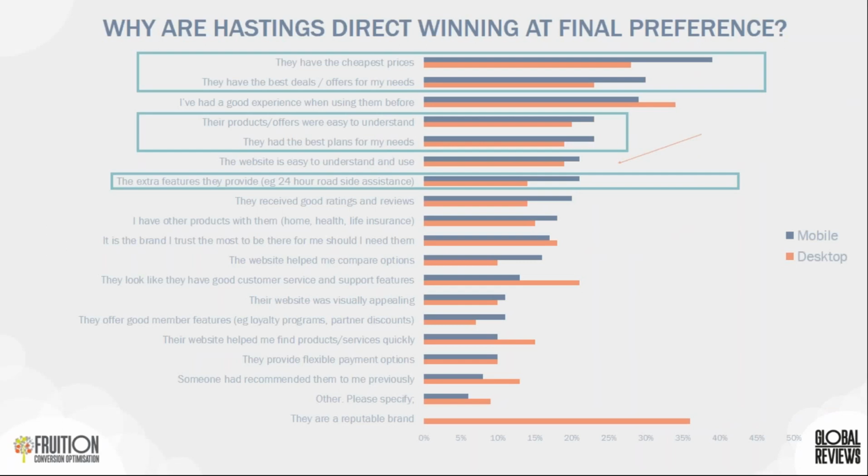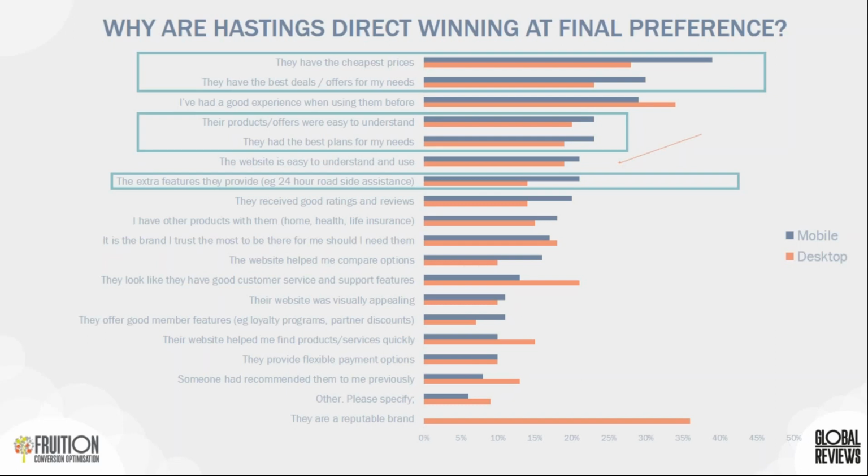But in terms of looking at what the providers are telling us is important to them and works well, what are the reasons for final preference? And this is from mobile and also desktop, and comparing the 2 against each other. That they have the cheapest prices, that they have the best deals and offers for my needs, that their products are easy to understand, they have the best plans for my needs.